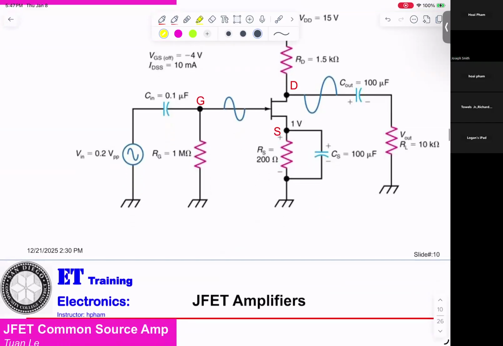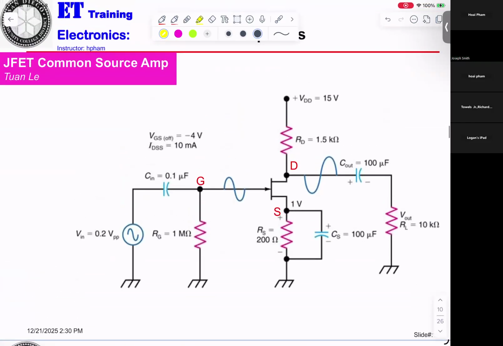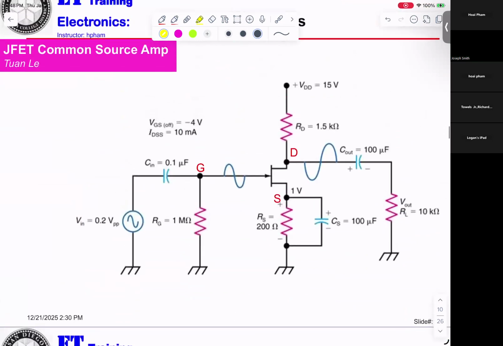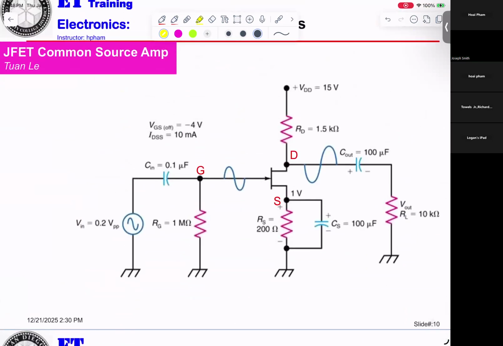So, Mr. Pham, when you bypass the CS, then that's like you got a wire going from that black dot on top to the one on the bottom. So is that like ground? Yeah, that means they bypass RF. So it's grounded. And then also, on the signals, the one after the gate and the one after the drain, is that where the phase is shifted?